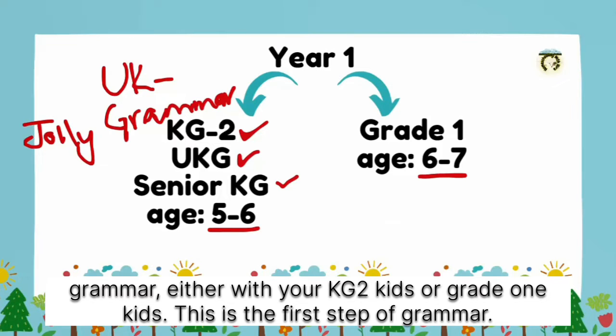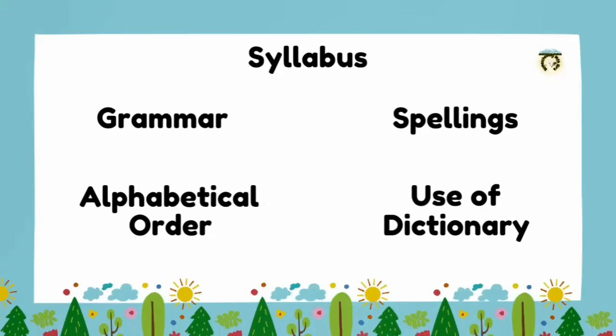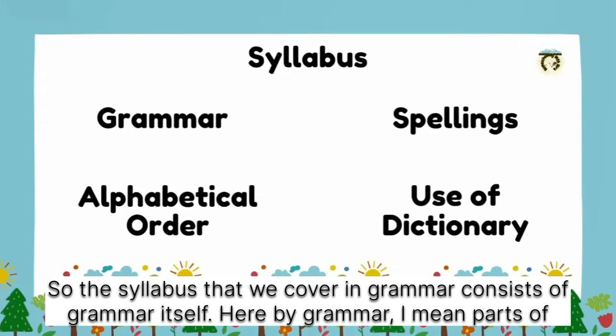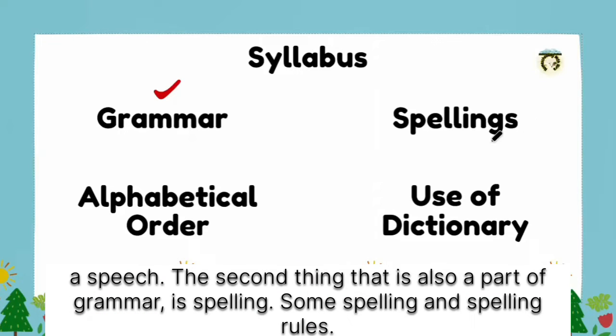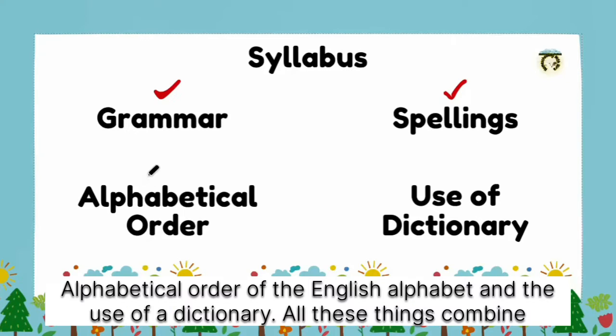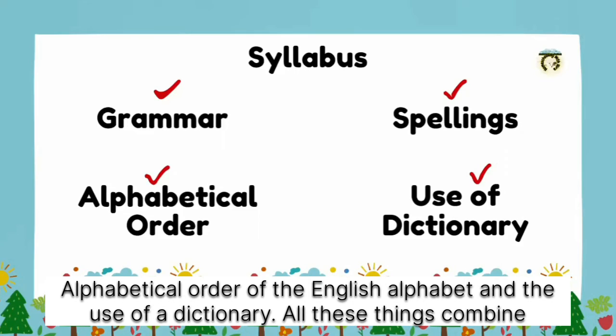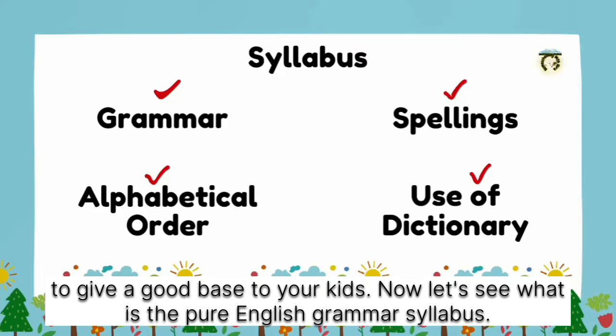Okay, this is the first step of grammar. So the syllabus that we cover consists of grammar itself. Here by grammar I mean parts of speech. The second thing that is also a part of grammar is spelling, some spelling rules, alphabetical order of the English alphabet, and the use of a dictionary. All these things combine together to give a good base to your kids.